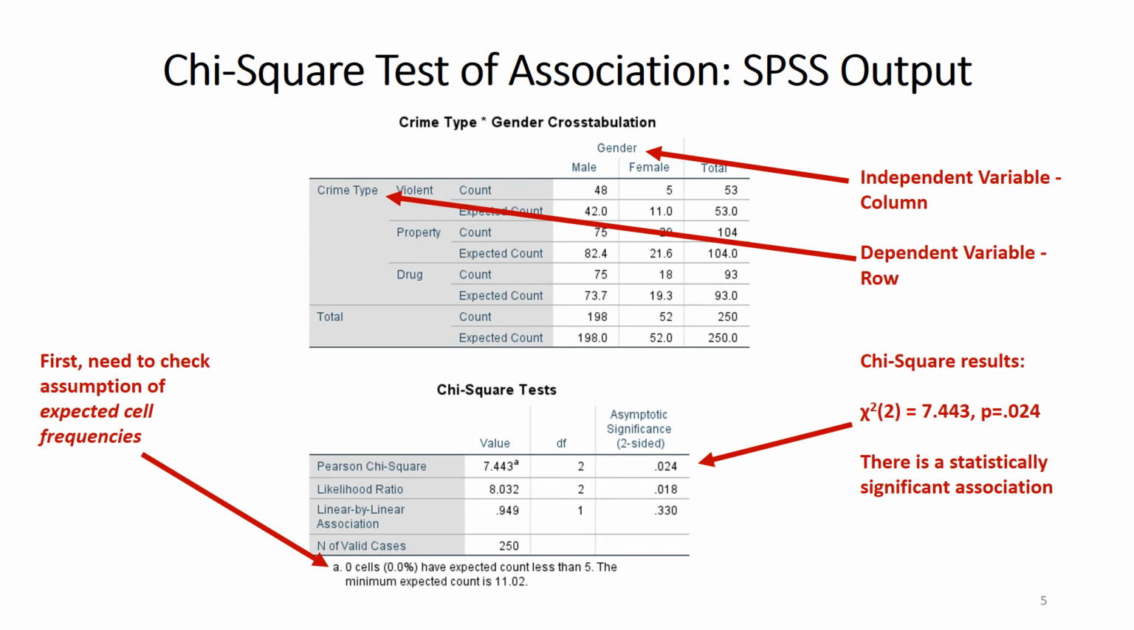So let's go ahead and jump down to the bottom table, the one that's labeled chi-square tests. This is where we finally start to get our answer to our hypothesis test. Is there an association between gender and type of crime?